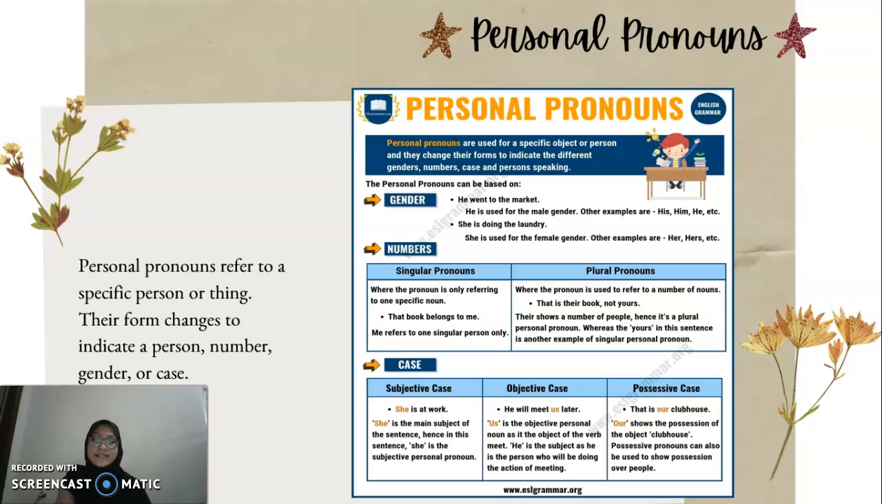In possessive case, for example, that is our clubhouse. Our shows the possession of the object clubhouse. Possessive pronouns can also be used to show possession over people.